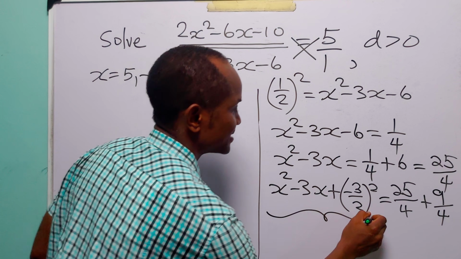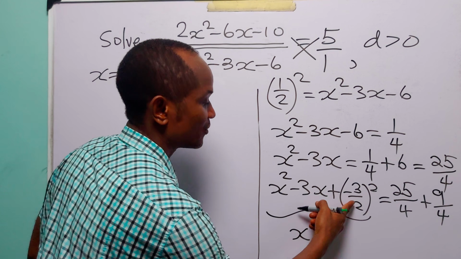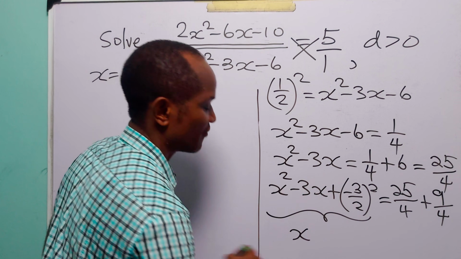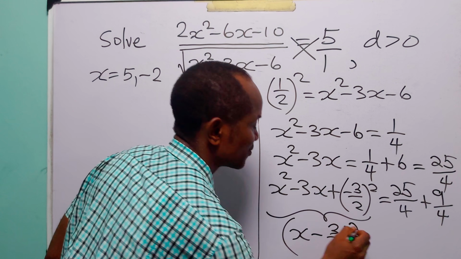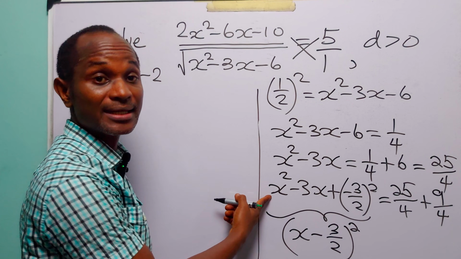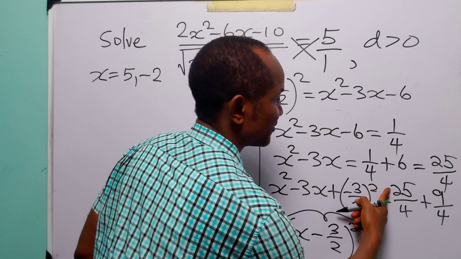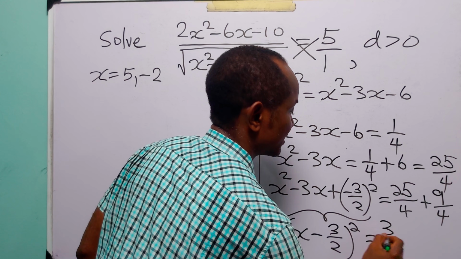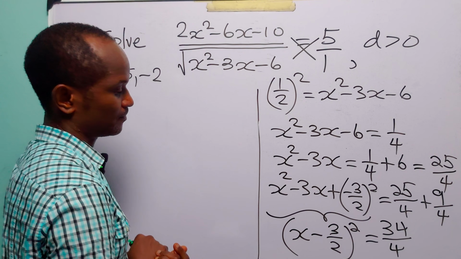Now, this is a perfect square. So we take 1x and we take 1 minus 3 over 2, and then we square. Of course, you know that if we expand this, we get exactly this. Now, this is equal to 25 plus 9 is 34 over 4.